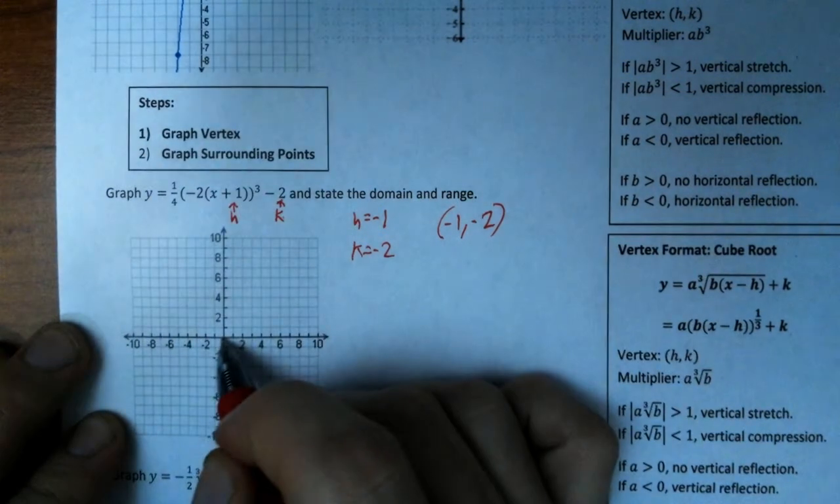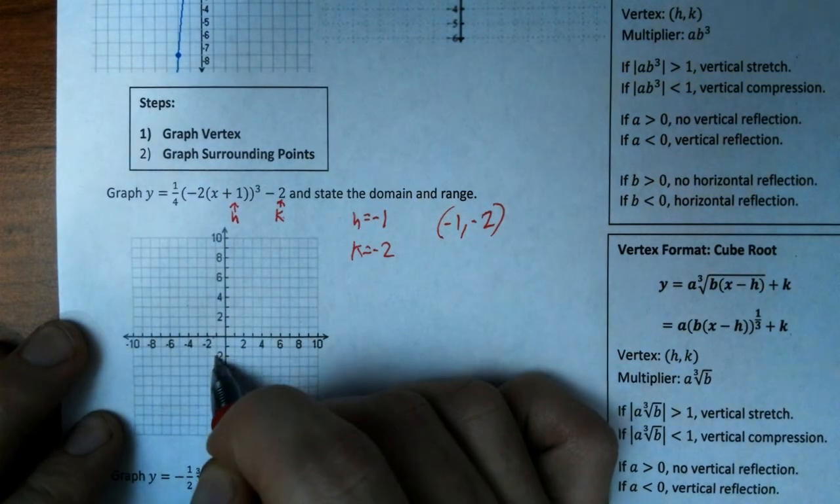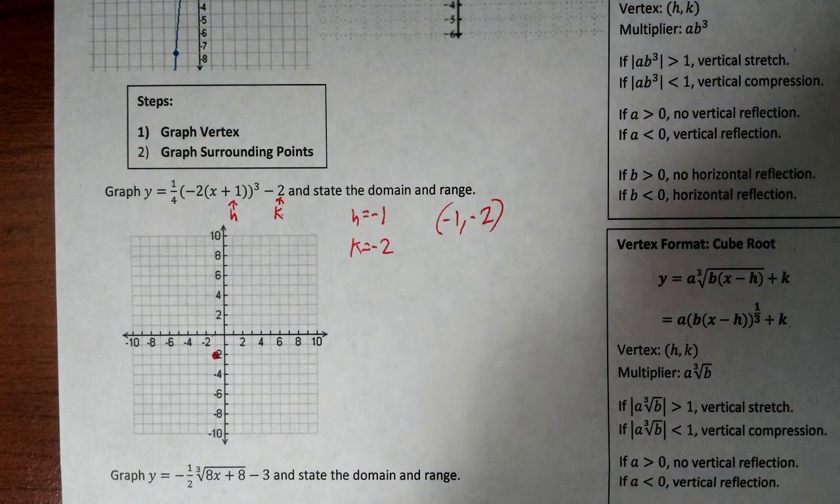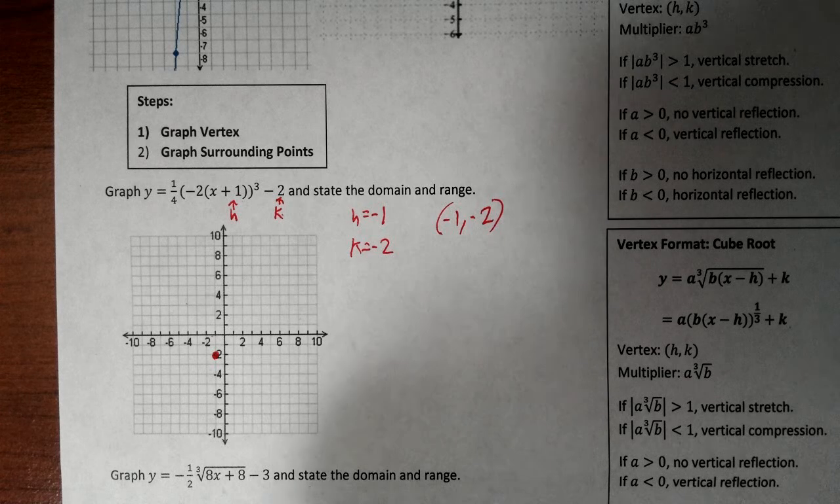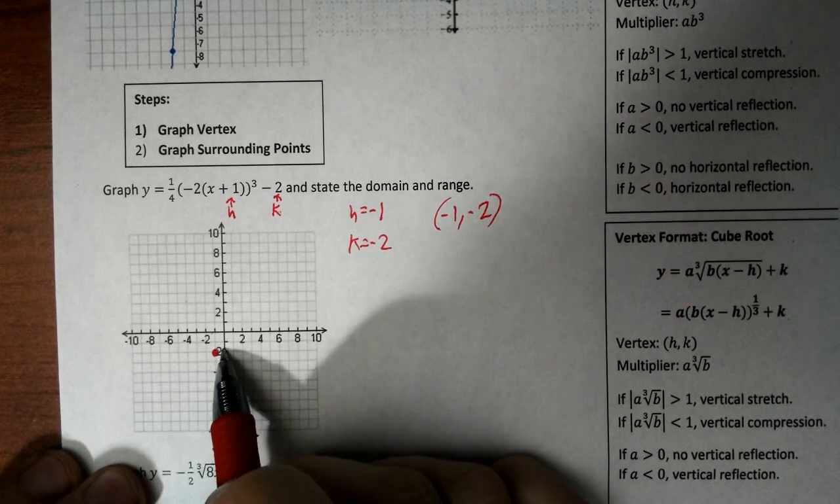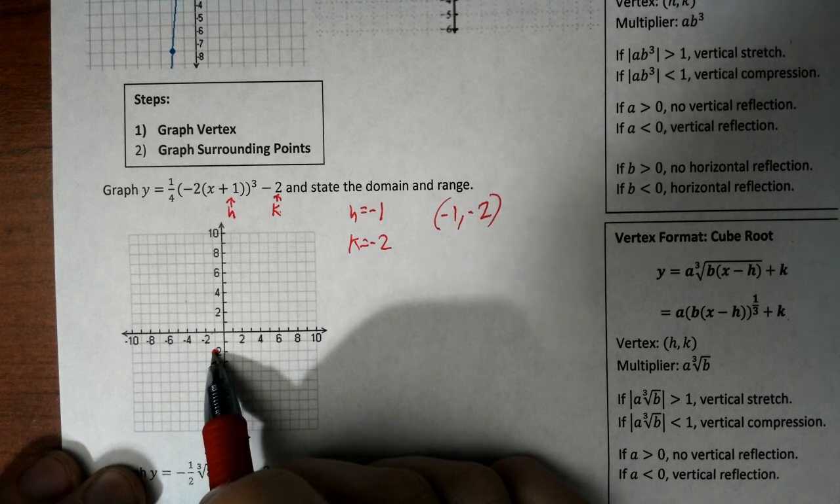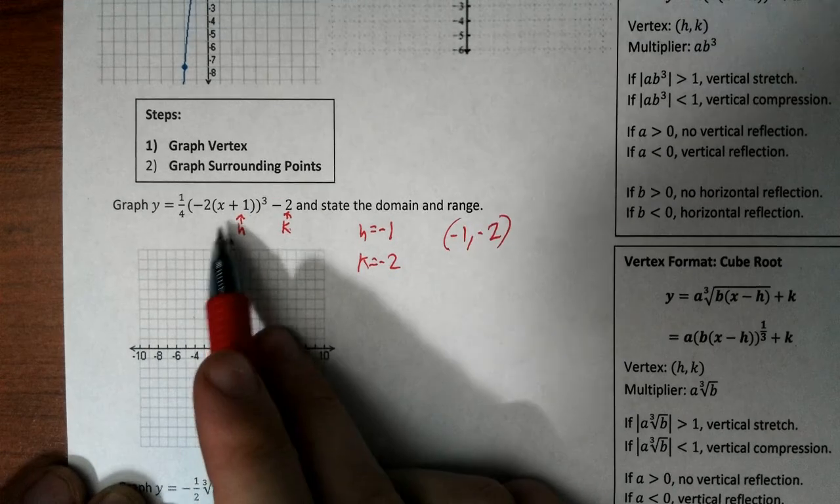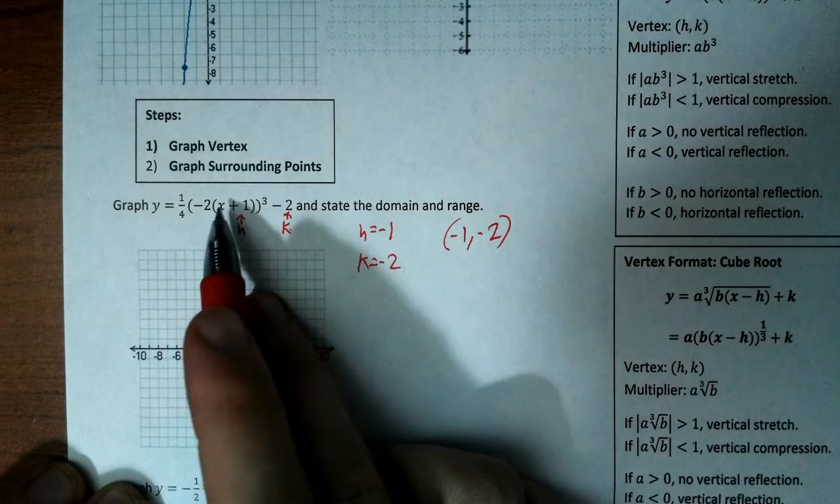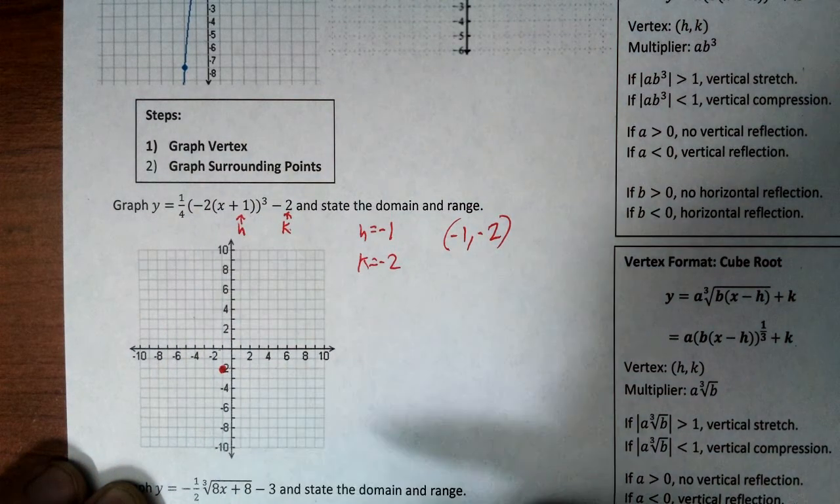We're going to go ahead and plot that. So back 1 and down 2. That is our vertex right there. And now let's go ahead and start finding our surrounding points. The easiest way to do this, you can go ahead if you like and plug in the values around your vertex. So you can plug in -2 to your function up here and see what you get out and then plot that. And you can plug in 0 to your function up here, see what you get out and then plot that as well.